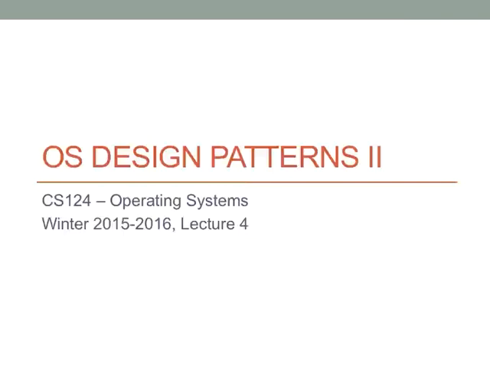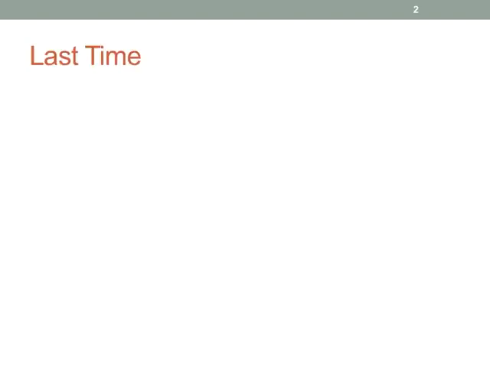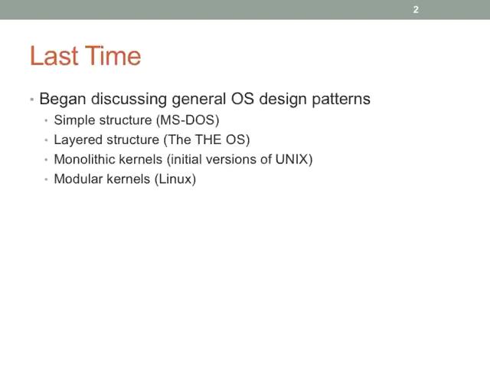We'll get back into the operating system design patterns discussion, which we had started last time. And remember, we covered several different approaches that were kind of unappealing. So we had simple structure, which is basically to say no structure. And MS-DOS is a great example of that. There's interesting details in the background of MS-DOS as well. If you're curious, you can go look at the history of that.